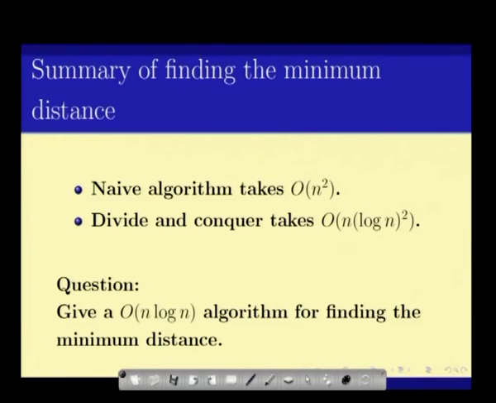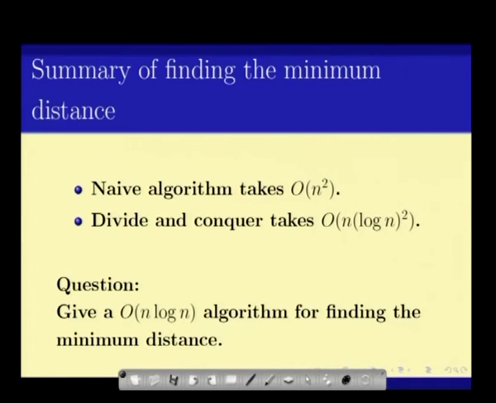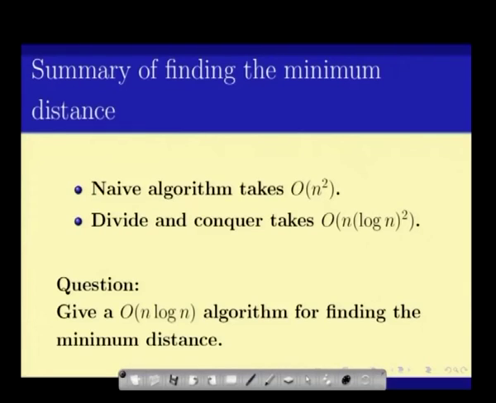So, to summarize, we had a naive algorithm that took order n squared steps, and then we used the divide and conquer approach to take order n log n whole squared steps. The question is, can one improve this to order n log n steps? The answer is yes, one can improve, and I will leave it for you to think about it. In the next lecture, we will be talking about a very similar problem, and then we will see how to use a slightly more tricky idea to improve the runtime from order n log square n to n log n.